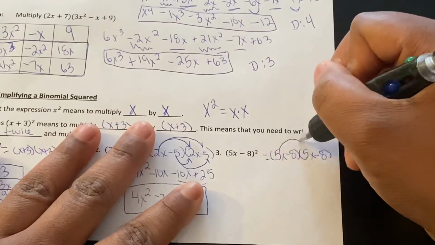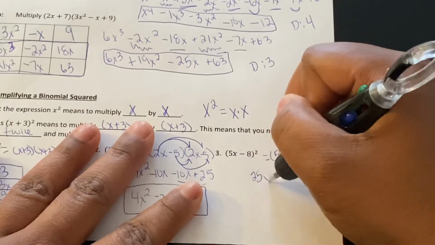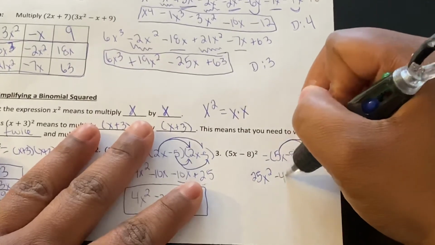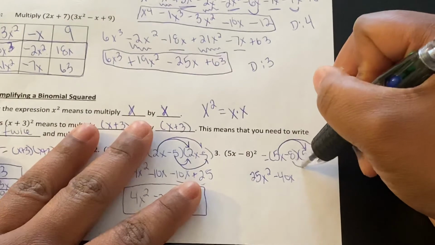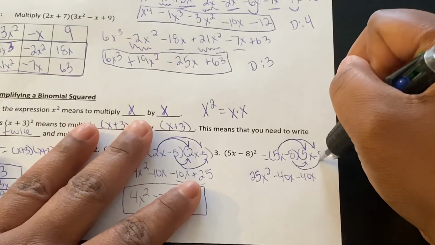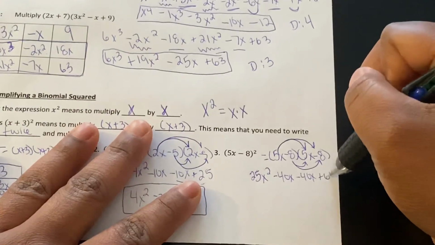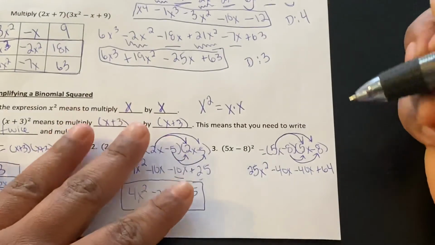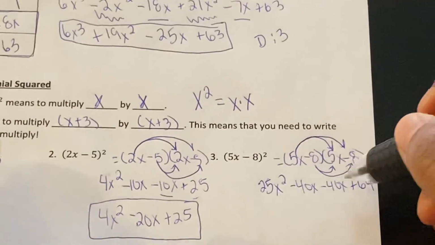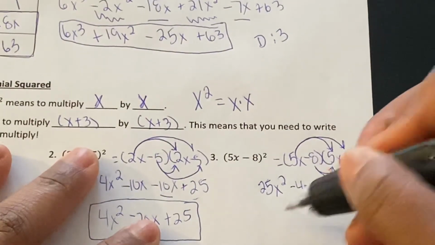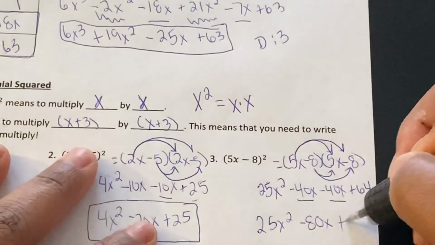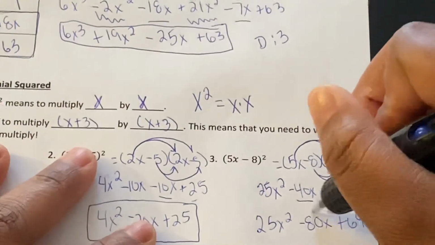First is 5x times 5x, which is 25x squared. Outer is 5x times negative 8, which is negative 40x. Inner is negative 8 times 5x, which is negative 40x. And last is negative 8 times negative 8, which is positive 64. Combine my like terms. Negative 40x minus 40x gives me negative 80x. And this is my answer.